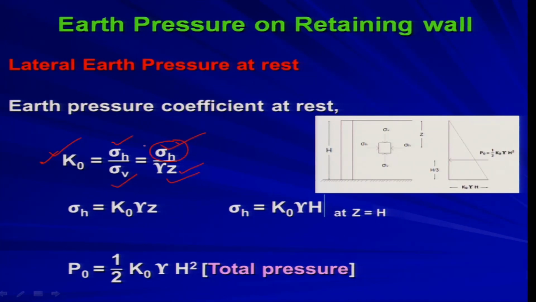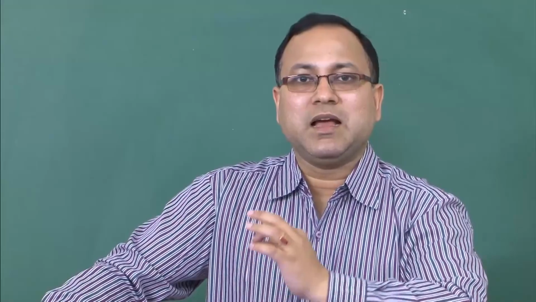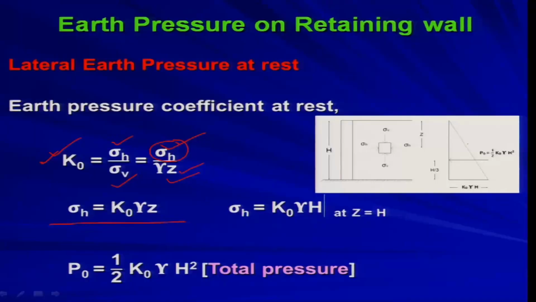So, from this I can write sigma h equal to K naught into gamma into z, where K naught is nothing but the earth pressure coefficient at rest condition. Now, by seeing this variation, we can get the variation of the lateral pressure from top to bottom of the wall as linear. So, this is shown here.